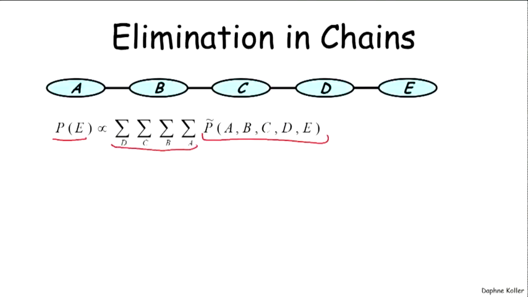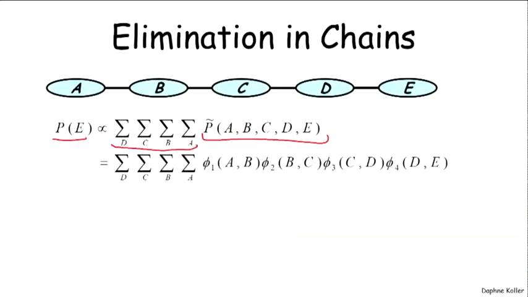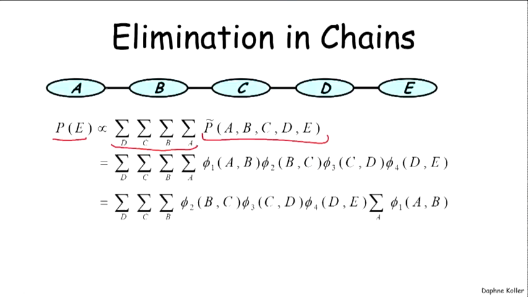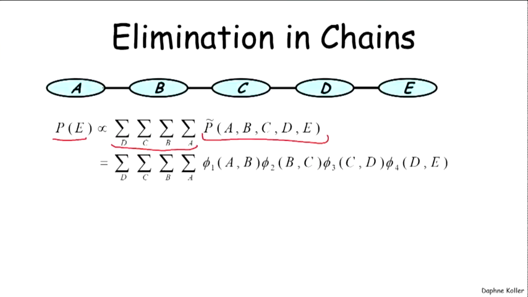So now let's see how we can do this more efficiently than simply constructing the joint distribution and then summing things out. The first thing we do is write this unnormalized measure as a product of the constituent factors. And for the moment, we're going to assume that we only have pairwise factors for the edges in this graph. So we have a factor for AB, a factor for BC, CD, and DE. So those are the factors phi1 up to phi4.